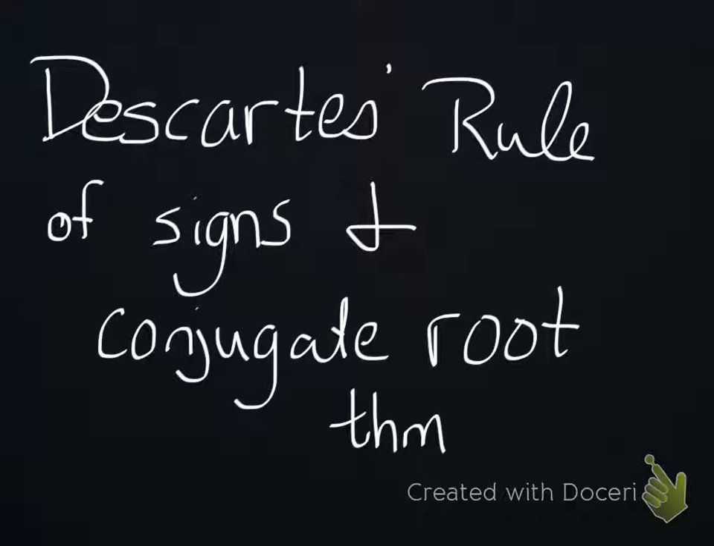We are going to start with Descartes' rule of signs, and you'll hear me say that multiple different ways, because I'm really not for certain how you say the guy's name. And this is a way for us to determine how many possible positive real zeros and negative real zeros we have. And so I'm going to go through two different examples, and you're going to want your calculator out for this.